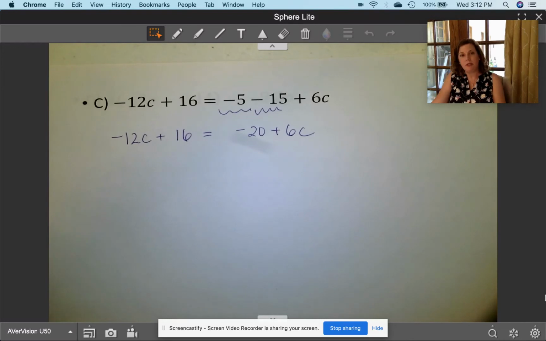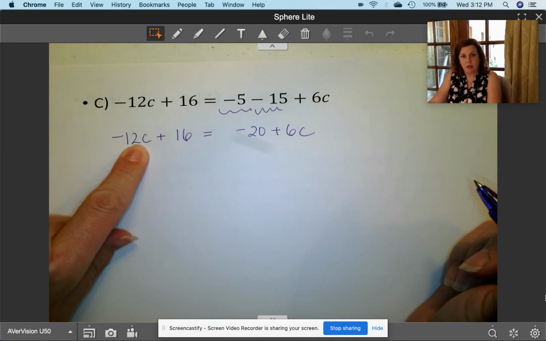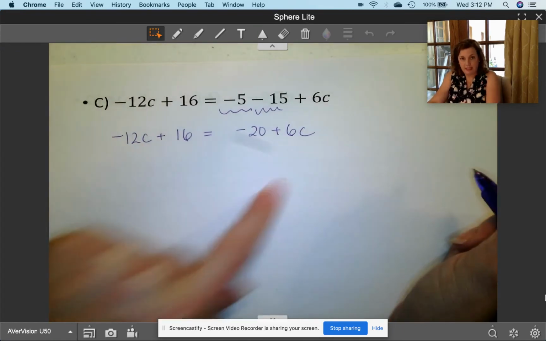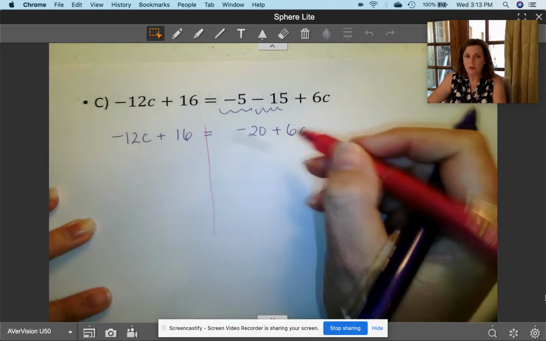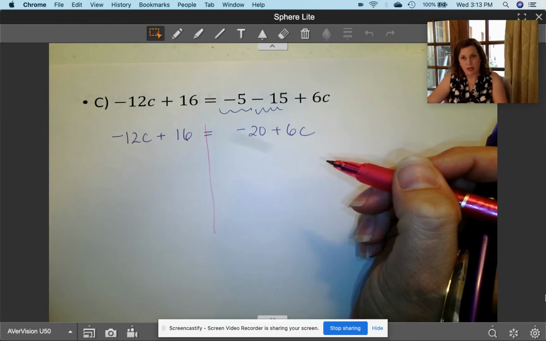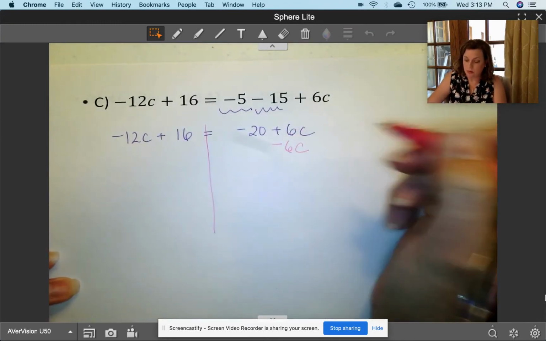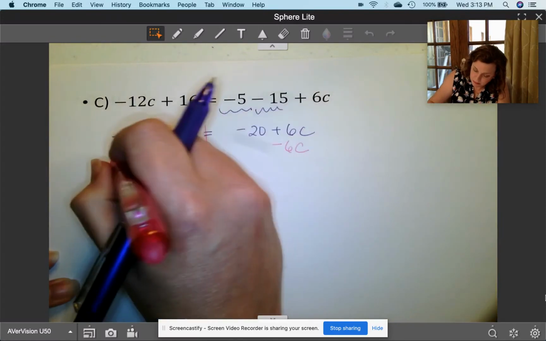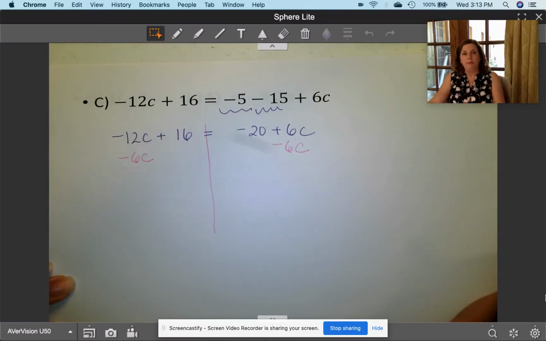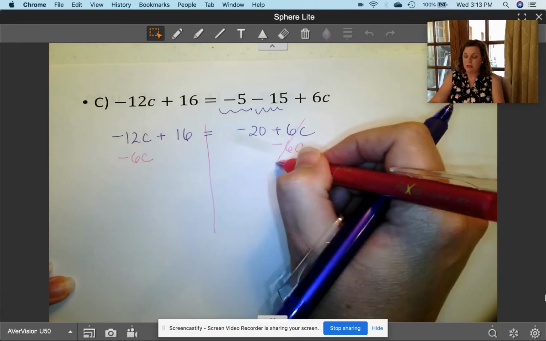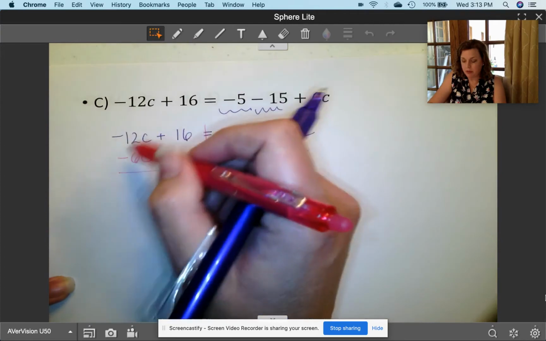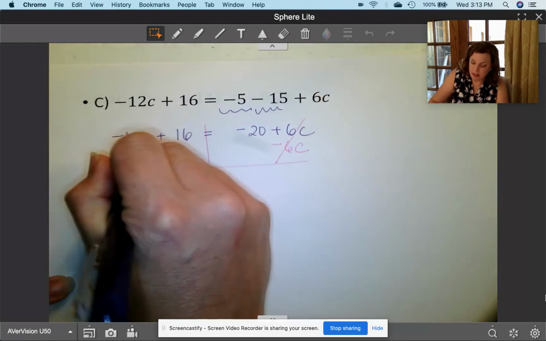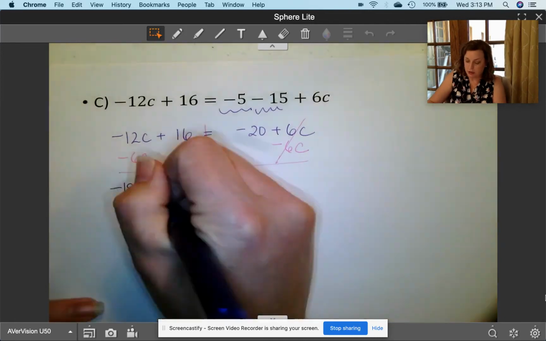All right, and then we want to say letters to the left. So there's a letter on the left. I'm going to leave him alone. Here's another letter. He needs to move to the left. So I'm going to go ahead and think about moving him. In order to move him, I have to relocate him, and so I'm going to do the opposite operation. Because positive 6C and negative 6C cancel out to be 0. And then negative 12C and negative 6C gives me my negative 18C. So we're able to combine like terms.